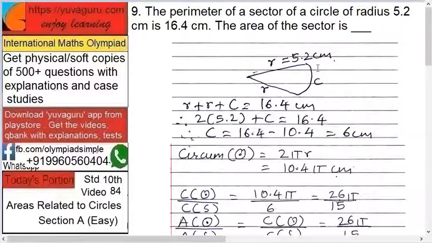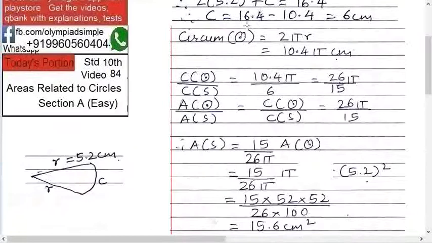Okay. Now see this. Now the circumference of the circle. We want it now. Circumference of the circle equals 2 pi r. So what is 2 pi r? 10.4 into pi. Right, that is the circumference. Now the circumference of the circle upon the circumference of the sector. See this ratio. If you draw the whole circle, its circumference divided by the circumference of this sector.